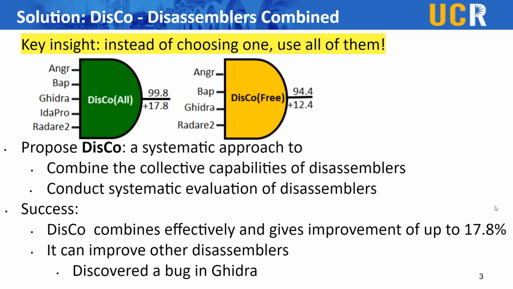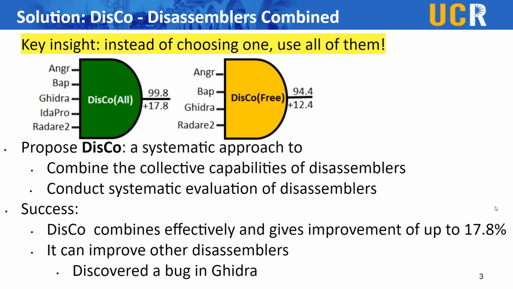So you can think of DisCo as an AND gate, and we use DisCo to combine the disassembly capabilities of a bunch of disassemblers. Like you can look at the green AND gate in the picture. So for example, we can combine 5 disassemblers together: Angr, BAP, Ghidra, IDA Pro, and Radare2. And in our study, we found that combining all these 5 gives a disassembly accuracy of up to 99.8%, and this is a 17.8% improvement over the best disassembler among the group.